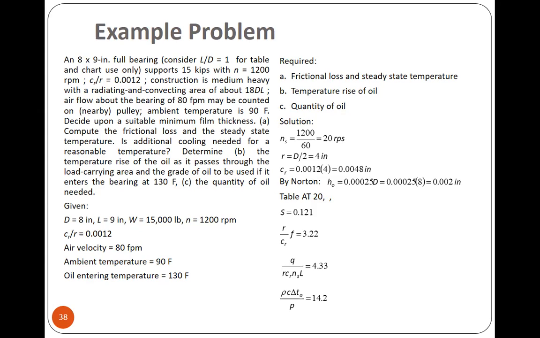So, kailangan natin mga in seconds. N is 1,200 over 60 or 20 revolutions per second. r is equal to D over 2, or 4 inches. Cr is equal to 0.0012 r, or this 4 is, r pala is 0.0048 inch. By Norton, h0 is equal to 0.00025 D, or 0.00025 times 8. Ang diameter natin is now equal to 0.002 inch. So, from table 8020, meron tayong S as 0.121.